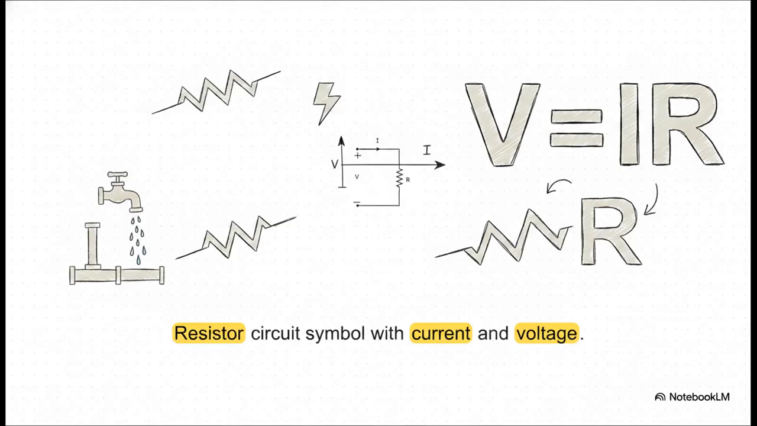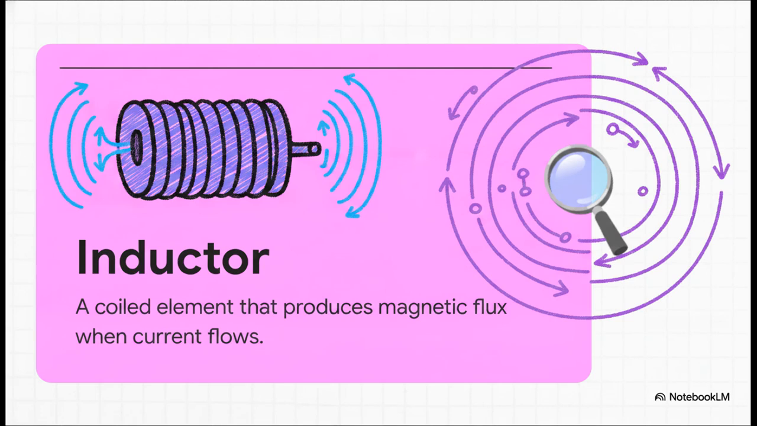If we apply Ohm's law here, which is probably the single most famous equation in all of electronics, V equals IR, we see that current is directly proportional to the applied voltage and inversely proportional to the resistance. Simply put, the higher the resistance, the lower the current for any given voltage. It's a fundamental trade-off. Next up in our trio is the inductor, which we represent with the letter L.